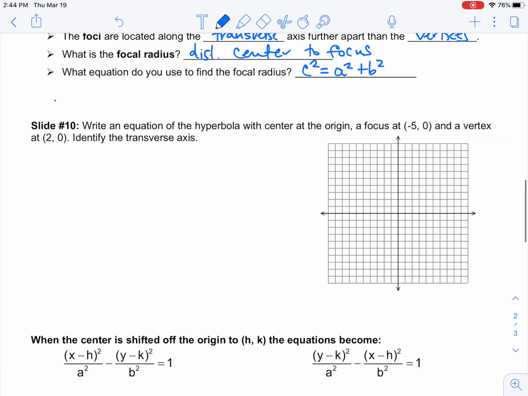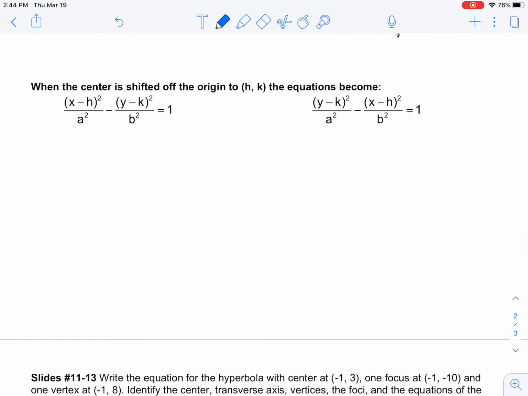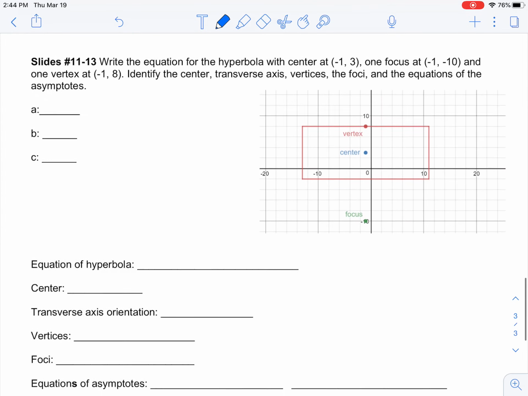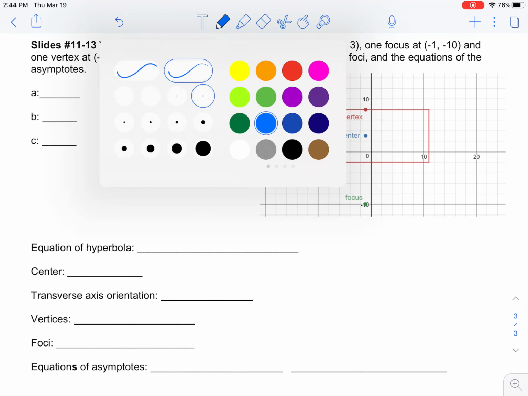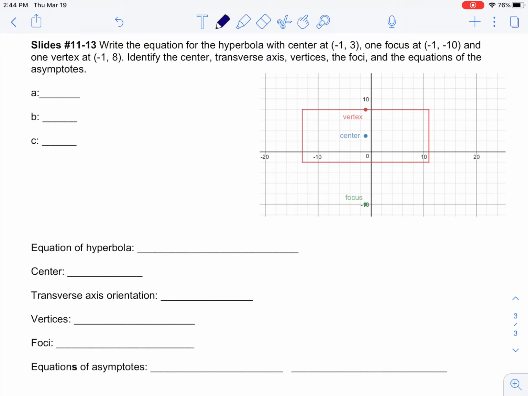All right, I'm not going to do this one for you, slide 10, but I am going to talk a little bit about the other one where I have this shifted, because I think that where the center is the origin is a little bit easier, and I want to try and make this video not so long. In fact, you know what? I'm just going to record a second video.